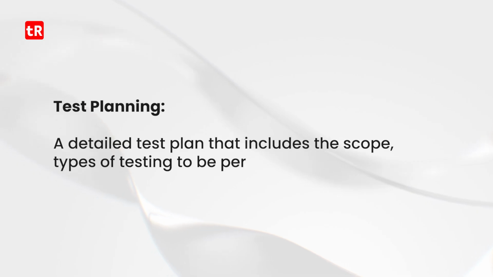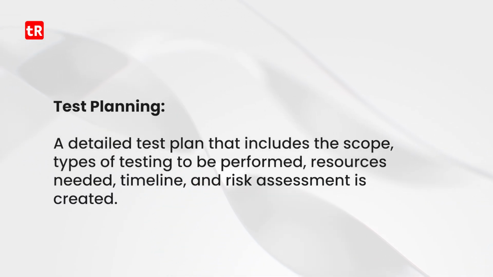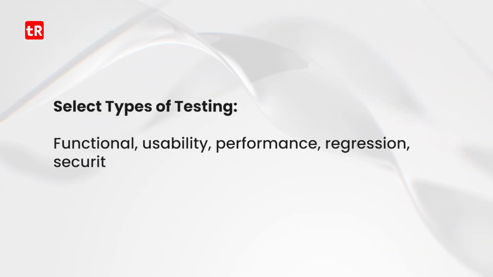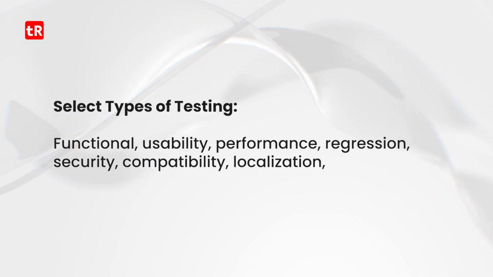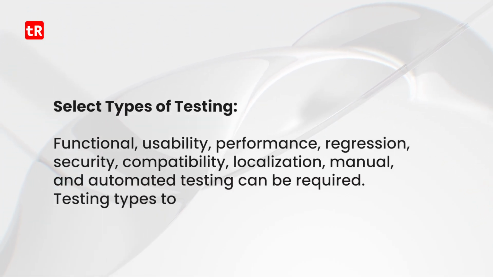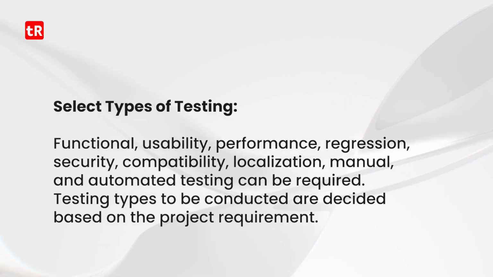Test planning. A detailed test plan that includes the scope, types of testing to be performed, resources needed, timeline, and risk assessment is created. Select types of testing. Functional, usability, performance, regression, security, compatibility, localization, manual, and automated testing can be required. Testing types to be conducted are decided based on the project requirement.